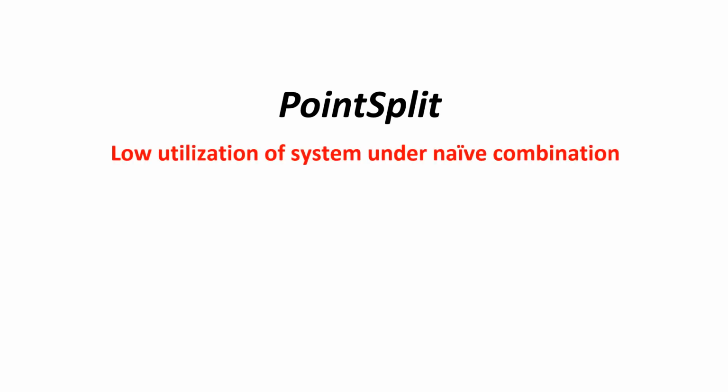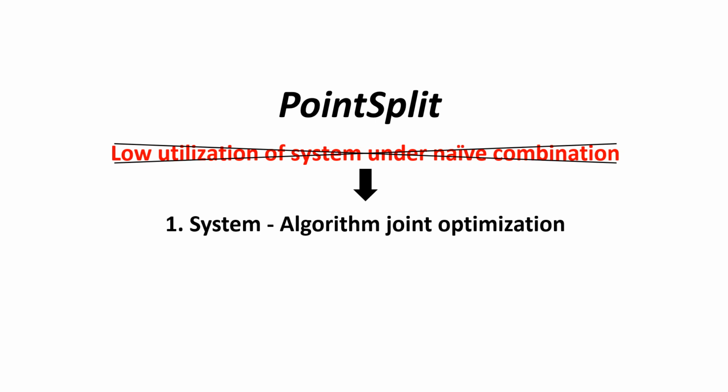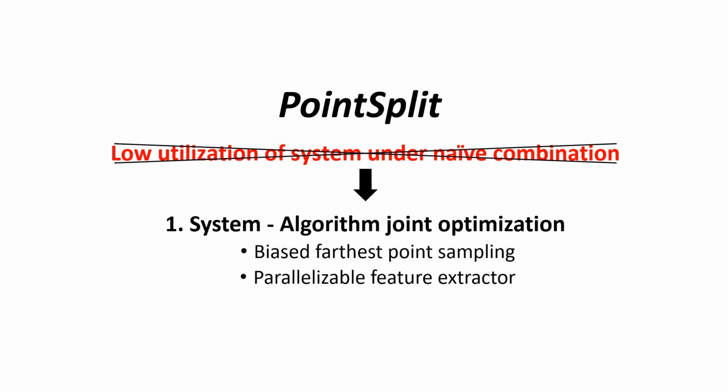Now, let me introduce our main idea, PointSplit. We observed low utilization of the system under the naive combination scenario. To solve this issue, the first main idea is proposed: system algorithm joint optimization. Biased farthest point sampling and parallelizable feature extractor are the two main components of this optimization.